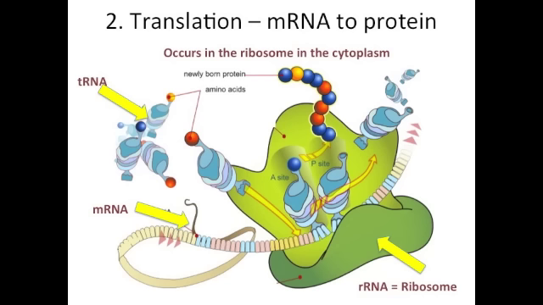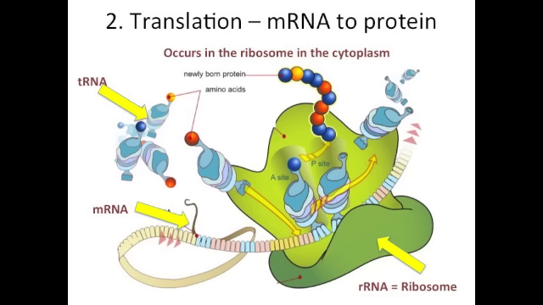So during step 2, the translation process, that mRNA is decoded. It will be changed into, or translated into, an amino acid sequence. So remember, way back when we studied macromolecules, you learned that the building blocks of proteins are amino acids. This translation process takes place in the ribosome. Ribosome is also known as rRNA.